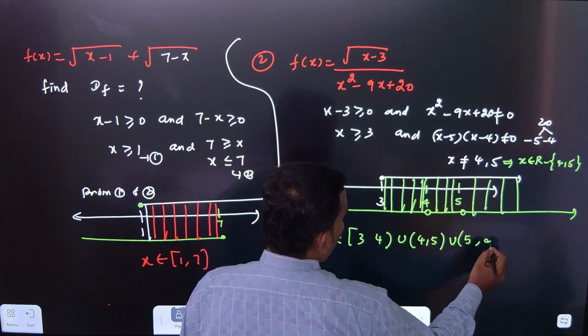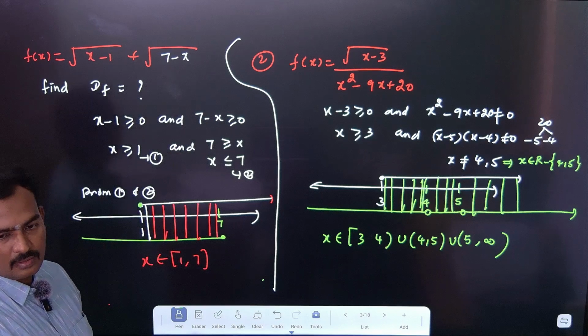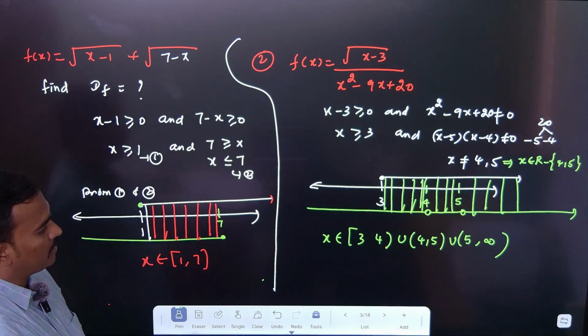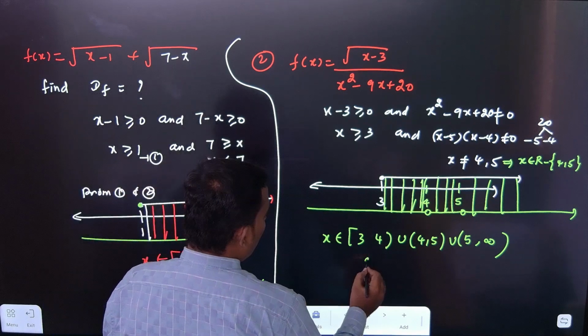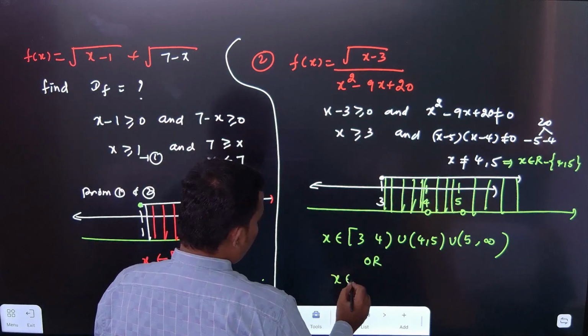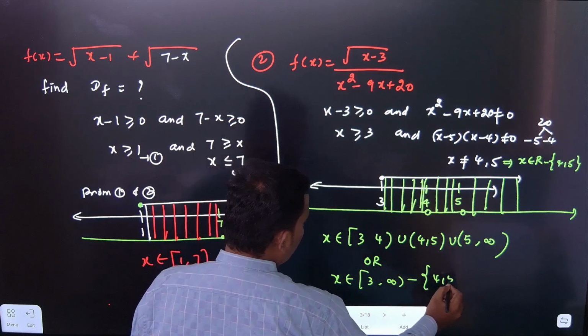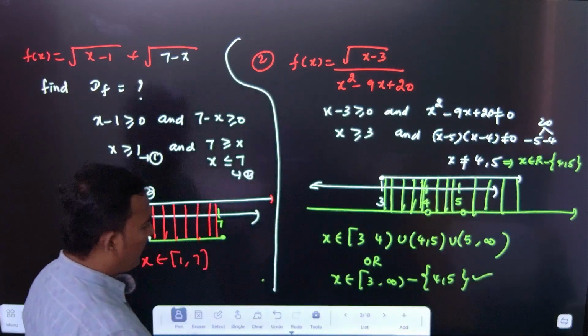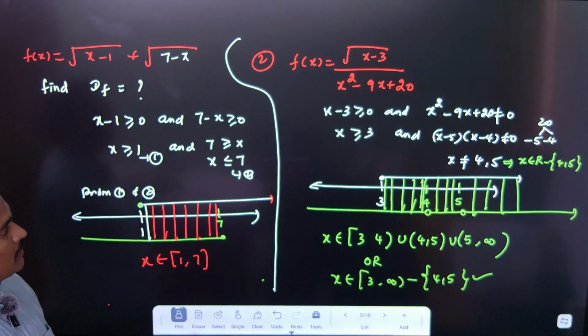5 to infinity. This is your domain. Or you can write 3 to infinity; you have to remove 4 and 5. Or you can write x belongs to 3 to infinity, remove the 4 and 5. This is also correct. I hope everyone understands, right? Okay.